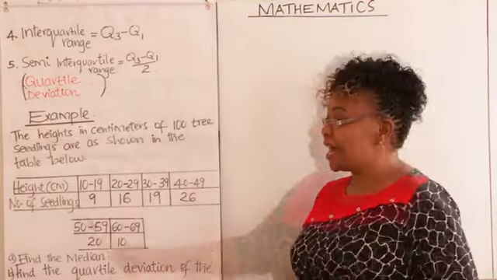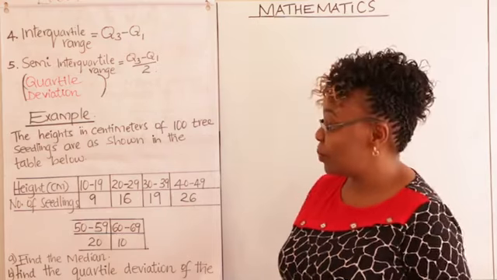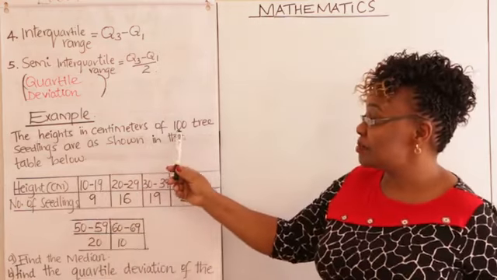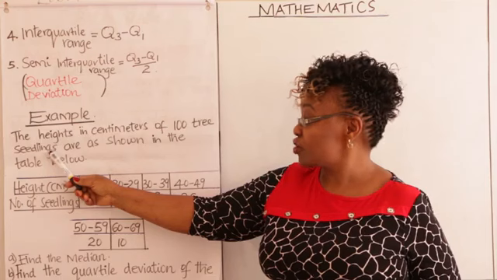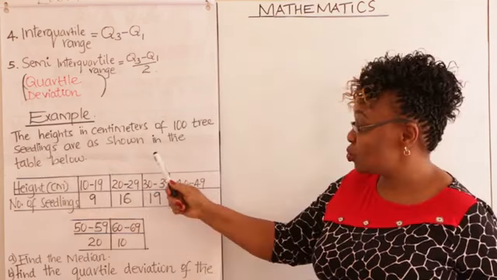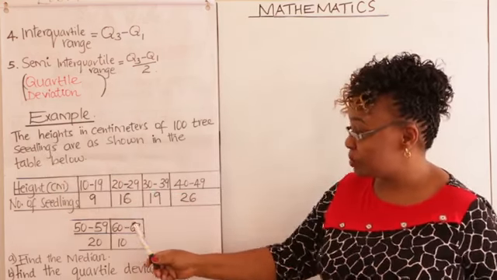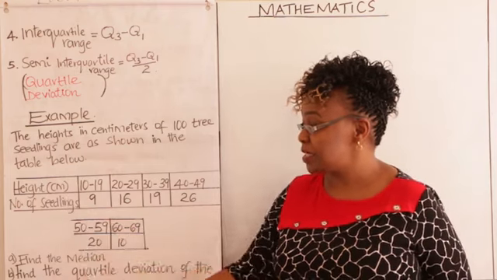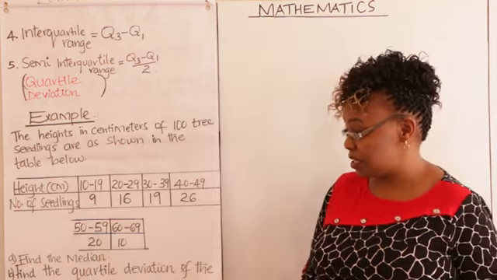And therefore, with that learner, let us look at this example. The heights in centimeters of 100 tree seedlings are as shown in the table below. This is our table here: the height in centimeters and the number of seedlings.